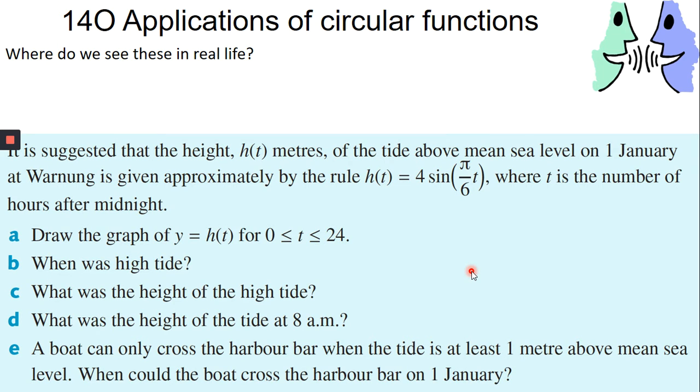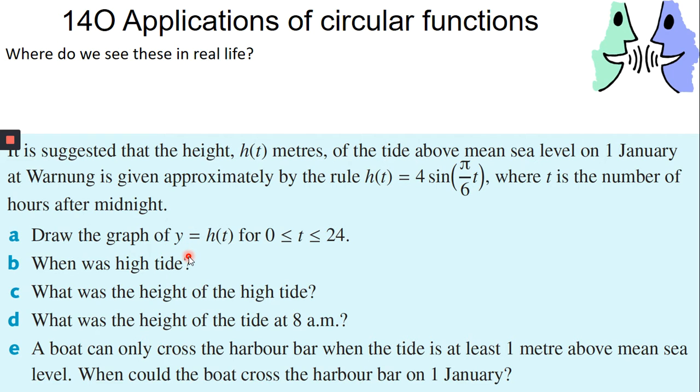And a tide. 1st of January, Warnung, I don't know where that is. Anyone ever been there? Send us a photo if you've been there. The height of the tide is given approximately by the rule, so it's probably never going to be exactly that, is it? 4 sine pi on 6 t. T is the number of hours after midnight. So don't forget hours. Draw the graph.